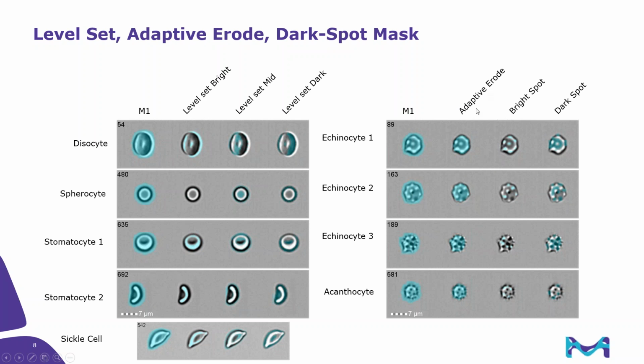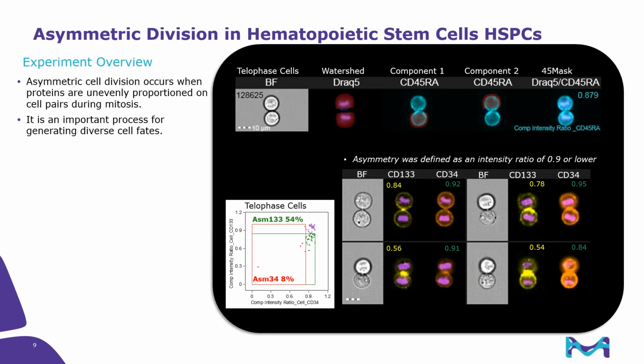The adaptive erode mask is fairly new, and basically what it's designed to do is, in the bright field image, go in and characterize these undulations and subtle differences in the texture within the bright field image. So you can think of it as a morphology mask for bright field, essentially.